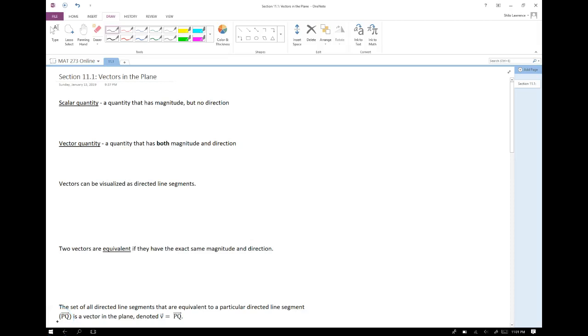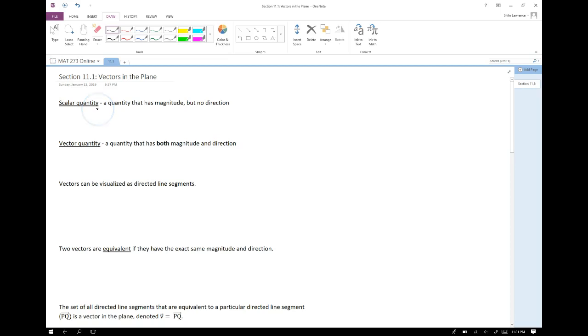We are going to start this semester by learning all about vectors. And you may have learned about vectors before in trigonometry class or in physics if you've already taken Physics 1. In order to define a vector, first we're going to talk about a scalar quantity.